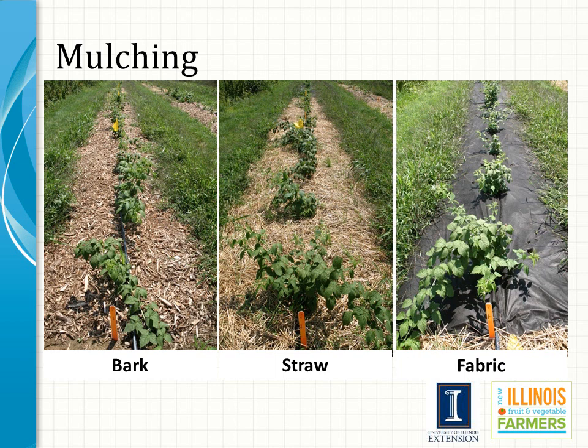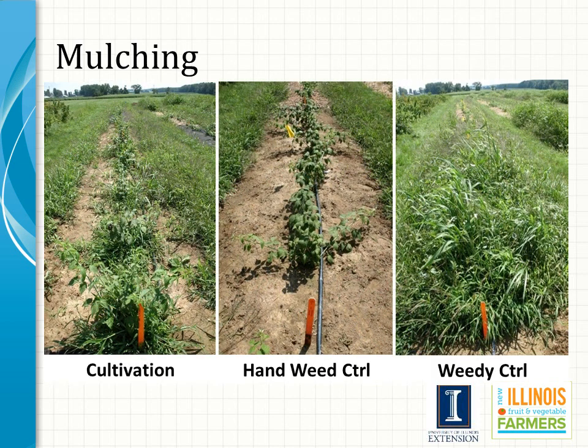Here's some examples of different types of mulch. Here we can see we have bark mulch, the use of straw mulch, and also a fabric or plastic mulch, and this is all in black raspberry production. In addition to the mulches, here are some examples of cultivation used for weed control, and also as a reference we have a hand weeded control which is kept completely weed free. And then on the far right you can see what happens if you had used no weed control methods.